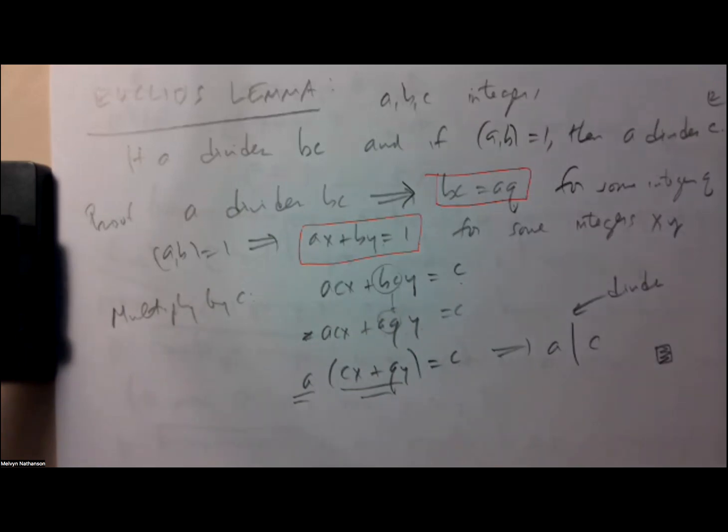Any questions about this proof? This is a proof that you have to understand. I could very easily ask you to prove Euclid's lemma on the midterm. This is something that is basic in number theory. Then what in the text is theorem 1.8 is a generalization of this, as follows.